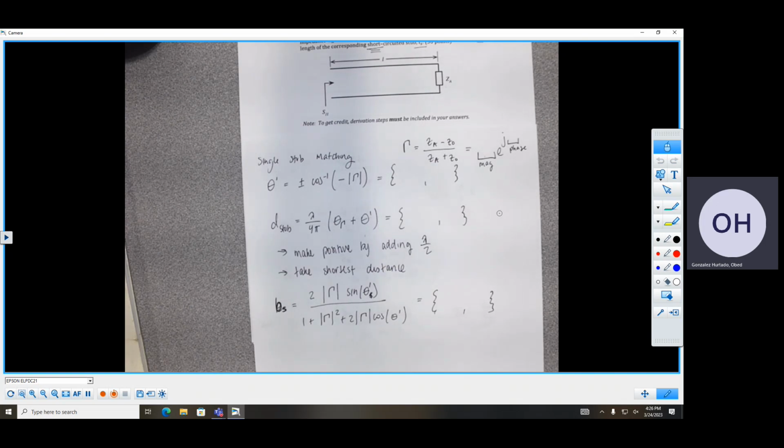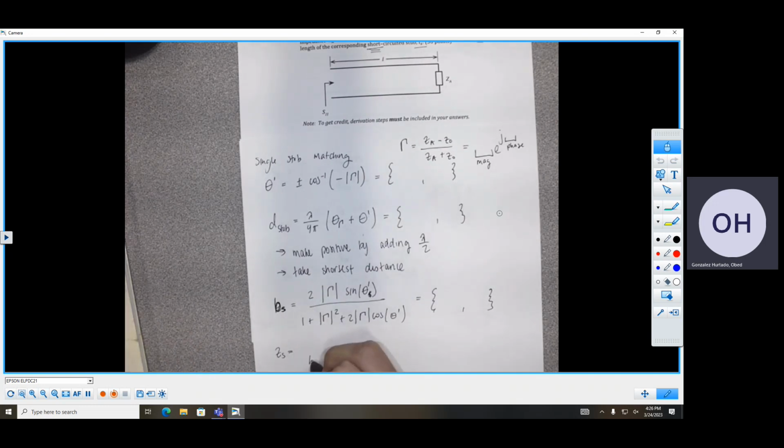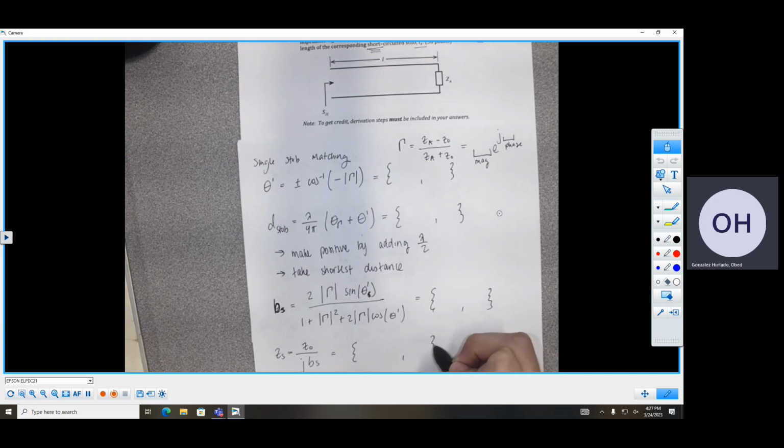Okay. Yes. Now we can do the ZS. It's jBS. And then we finally get to the length.